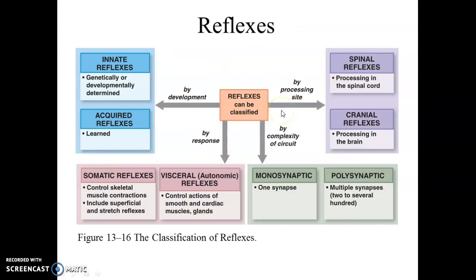This is a diagram with the different types of reflexes. These are by development. They're either genetically or developmentally determined. So a baby suckling on a bottle would be innate reflex. An acquired reflex, for instance, would be you putting on your foot on the brake pedal when you come to a stoplight, or learning how to, if somebody throws a ball at you, to catch it. That would be acquired reflex.